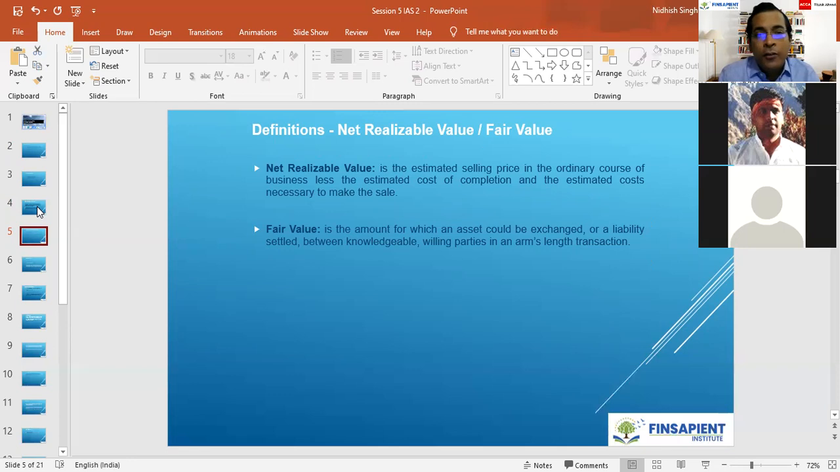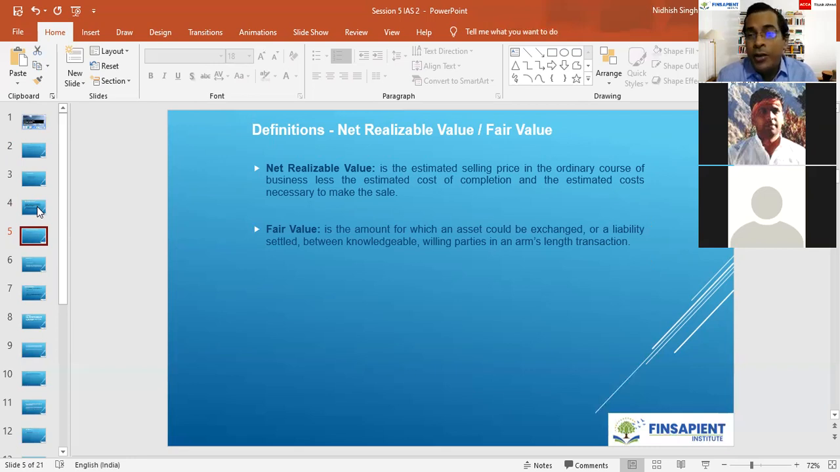So the difference between NRV and fair value: net realizable value is the selling price minus all the cost of bringing the equipment to working condition or to any given platform. Whereas fair value does not make any adjustment. It is just the notional value or face value at which two willing and knowledgeable parties will exchange the goods. So any price at which the goods can be sold in an open, transparent market, that is the fair value.